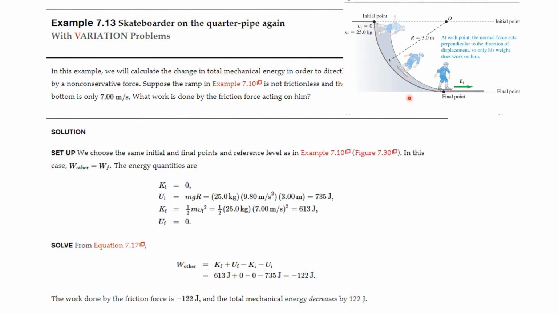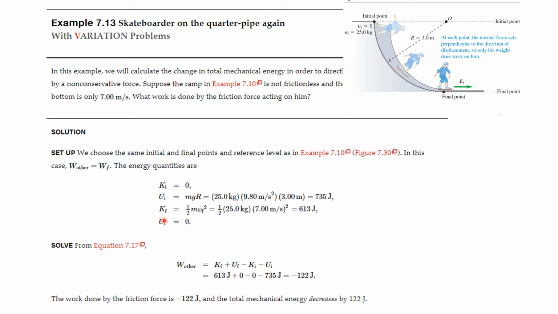Now, I talked about what the picture was before, so we have this up here. We're choosing the same initial and final points and the reference level. And in this case, the work due to friction is the work other. So the quantities are going to be this. The initial kinetic energy, when you're at the top, you're not moving, so that's going to be 0. And the initial potential energy is mg, the weight of the skater and his skateboard, and the height is going to be the radius of the circle, r, which is 3 meters. So we plug in all of those numbers, and we have that the initial potential energy was 735 joules.